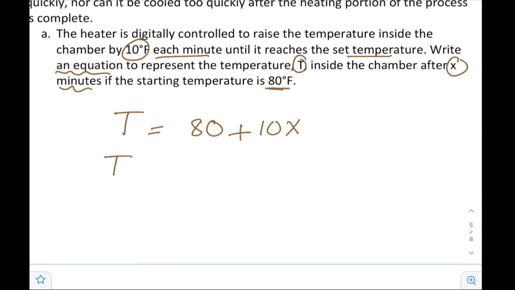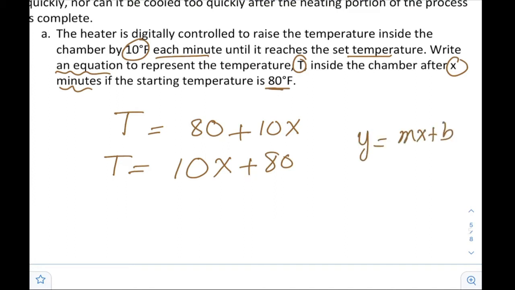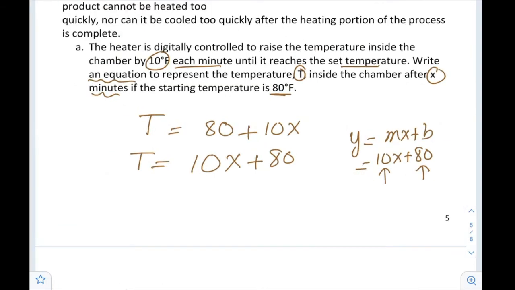Let's write it in slope intercept form. So I will write the 10x first, then the 80. As you see, it is very similar to the slope intercept form. In this way, it is like 10x plus 80. So 80 is your y-intercept, 10 is your slope if you compare it.